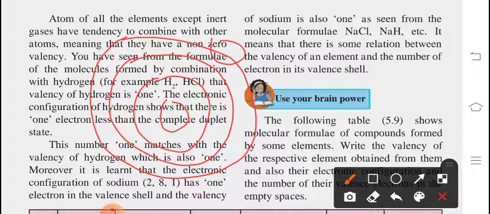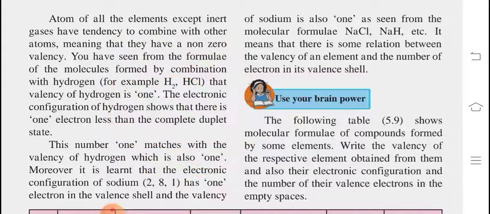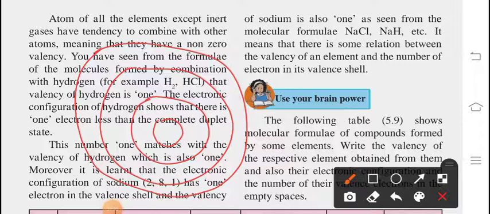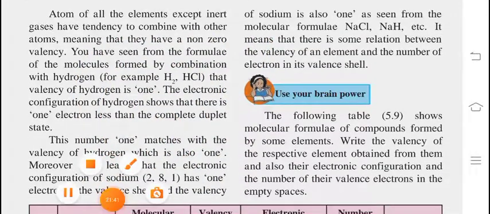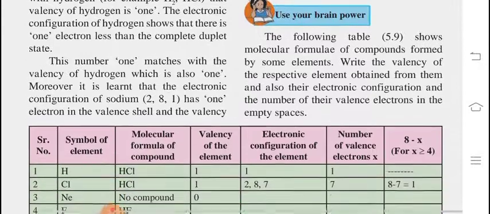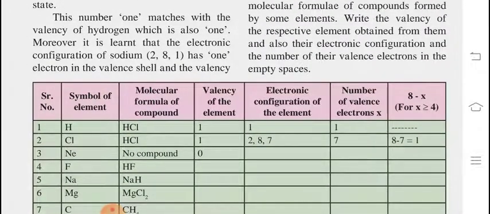With the 8 electrons in the second orbit, it is completing its octet, and 1 electron remains in the outermost orbit, which is going to pair with another one. So we can say that this is the valence electron. So the valency of sodium is 1, as seen from the molecular formulae NaCl, NaH, etc. It means there is some relation between the valency of an element and the number of electrons in its valence shell. Now use your brain power and tell me the valency and valence electrons.